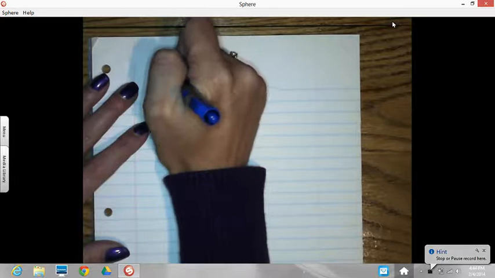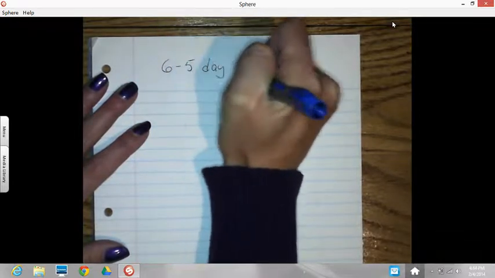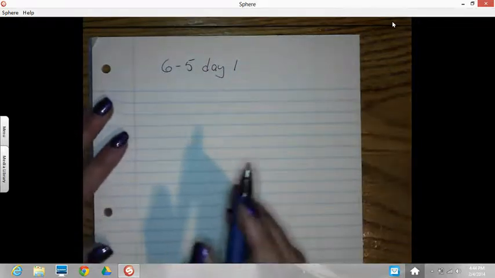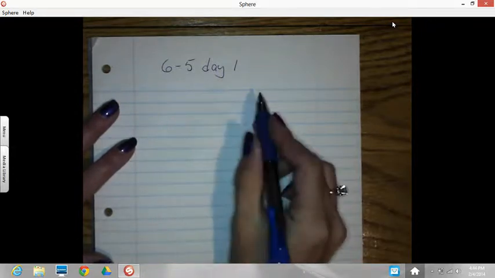Okay, here we are, 6-5, day 1. We will be quizzing after this section, but again, we are going to spend 2 days here. Okay, this is all about doing the derivative when the x is up in the exponent.